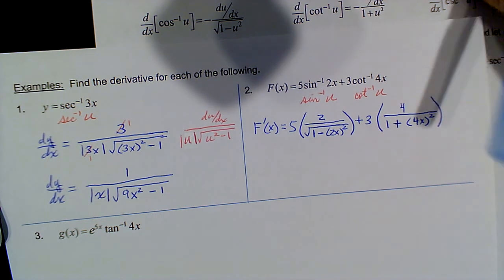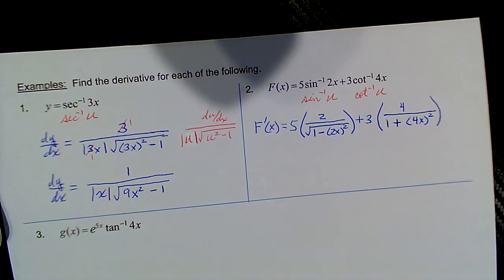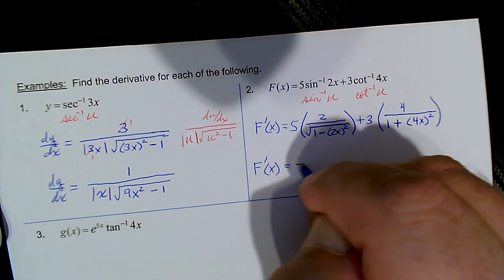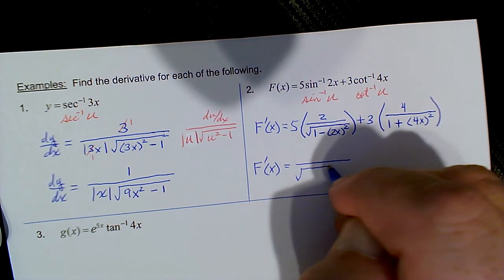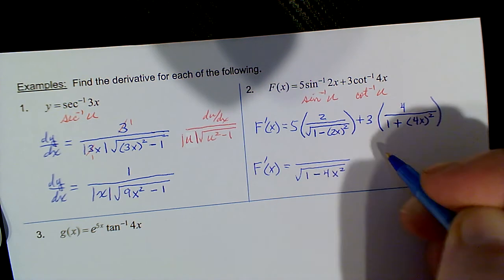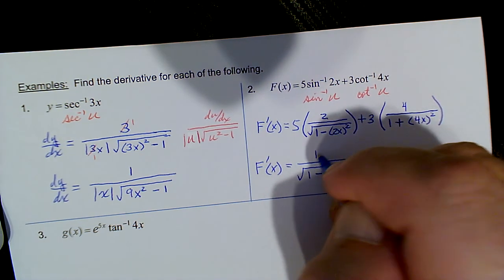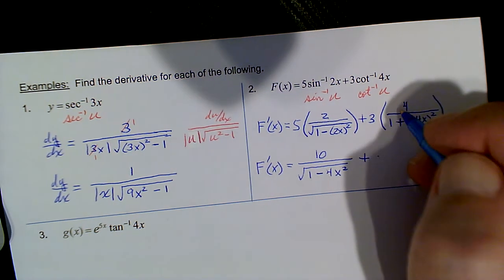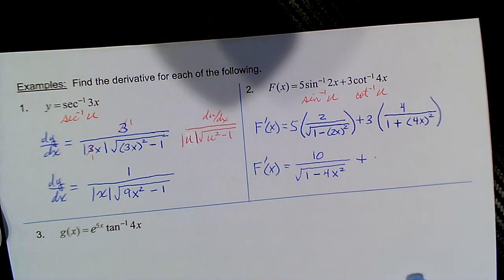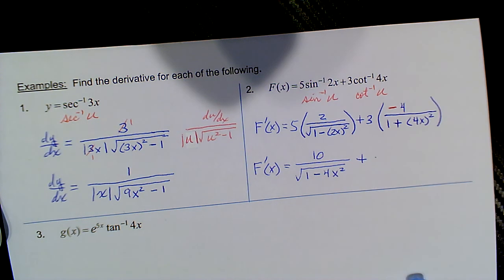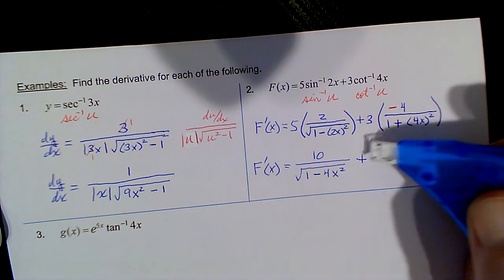Simplifying. In the denominator of the first term, we have 1 minus the square of 2x, which gives 4x squared. And multiply the 5 and the 2 in the numerator to get 10. And then plus, actually, I'm sorry, I made a mistake there. It should be a minus, because the formula for inverse cotangent, recall, was a negative. And so we'll make this minus.